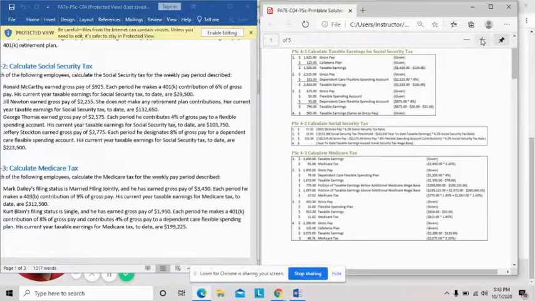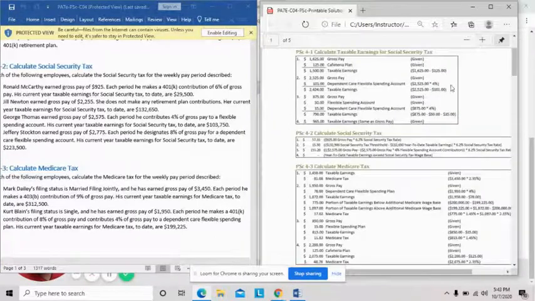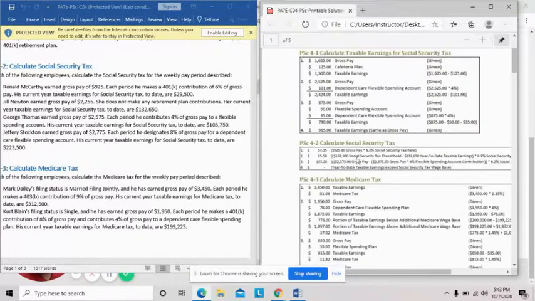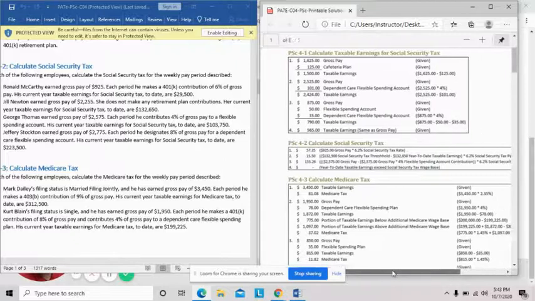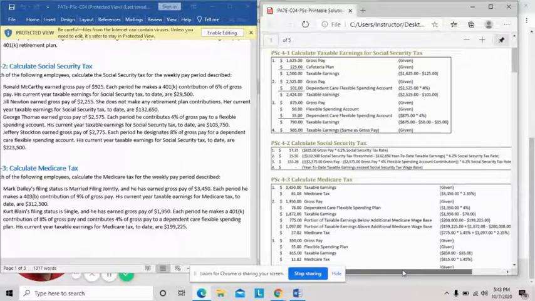I'll zoom that in a little bit to see that a little better. So look at number 2 here. We subtract the taxable earnings that's given here, $132,650, from that threshold. We multiply that by the 6.2% Social Security tax to get $1,550.